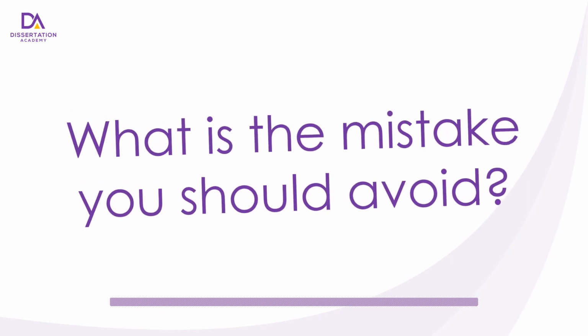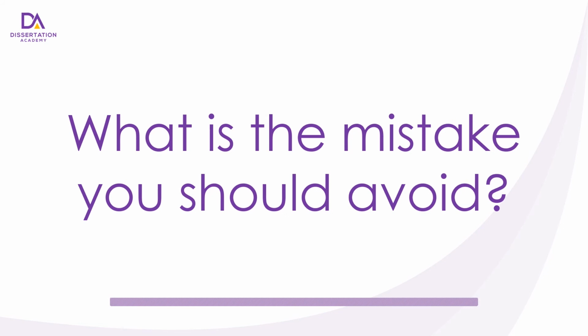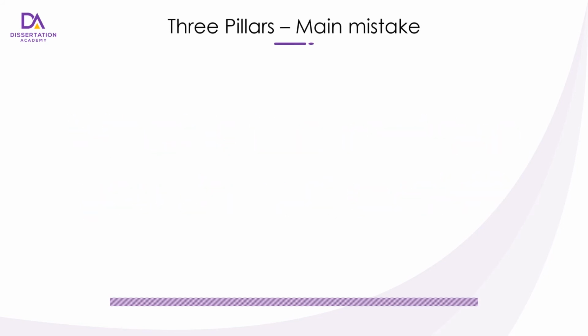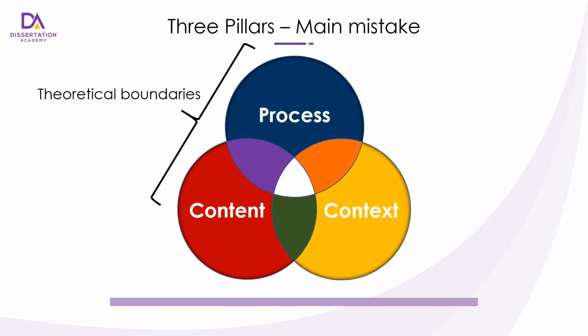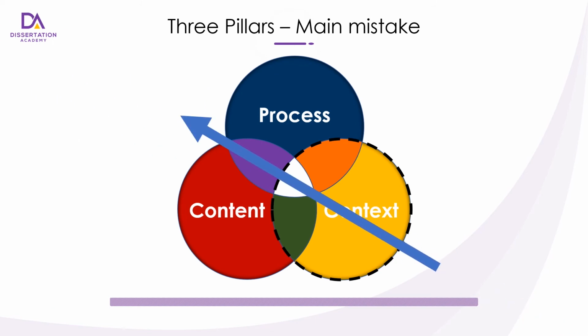The 3 pillars are not all of the same nature. Process and content refer to the theoretical boundaries and are the essence of the research. Context, on the other hand, are the areas in which you chose to research process and content. So the main mistake you can make is to look at the dissertation from a context perspective.